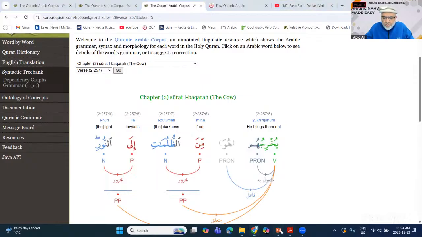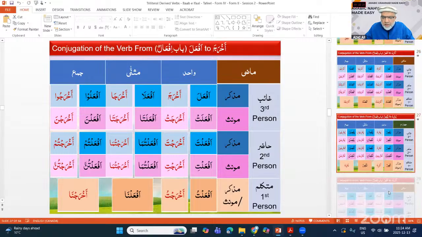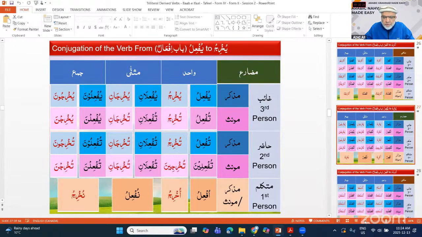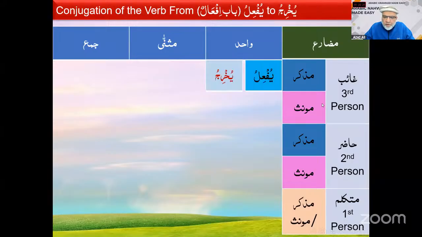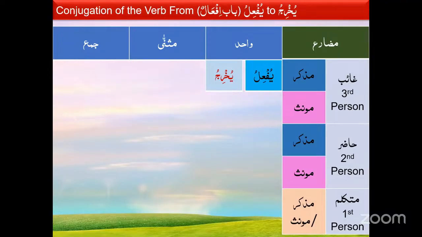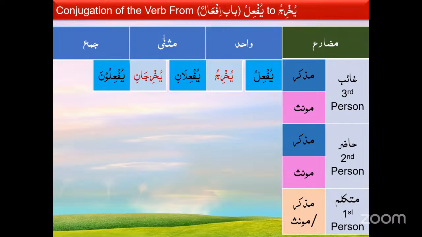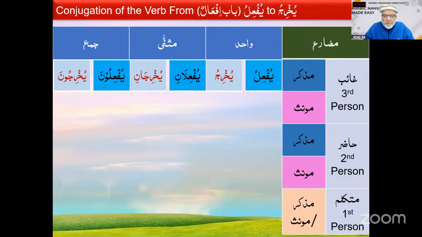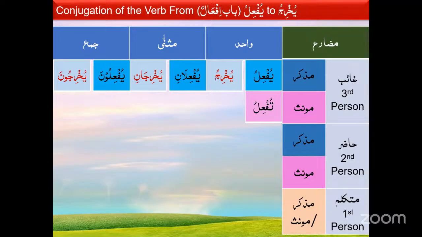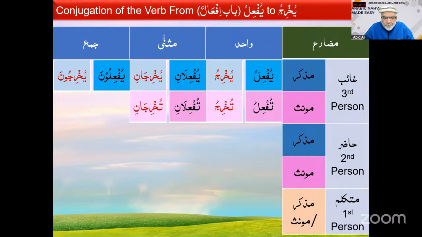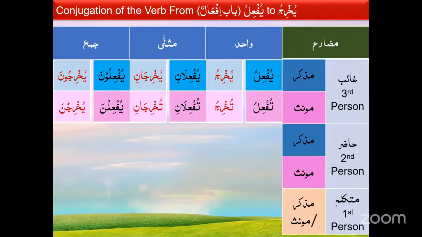Okay, so if you look back, maybe we do one more. Is this yukhriju over here on the pattern of yuf'ilu, yukhriju? Is it Bab If'āl? Yes. Okay. So Sister Homa, next one will be yuf'ilani. Yukhrijani. Yuf'iluna. Yukhrijuna. Tuf'ilu. Tukhriju. Tuf'ilani. Tukhrijani. And yuf'ilna. Yukhrijna. MashaAllah.